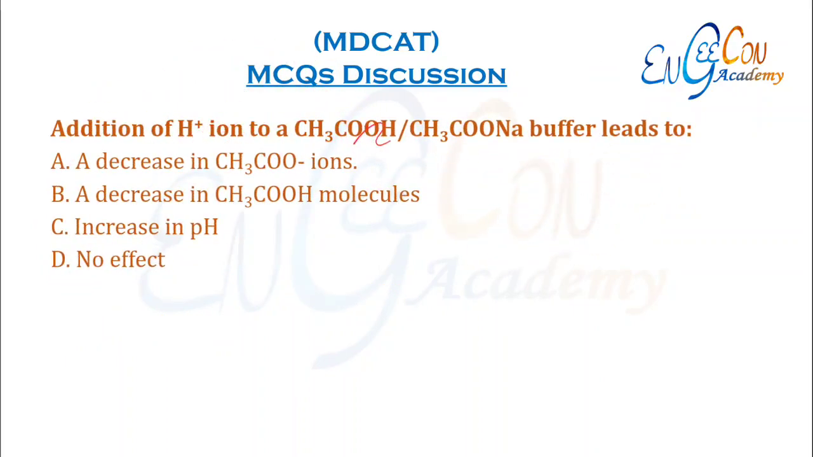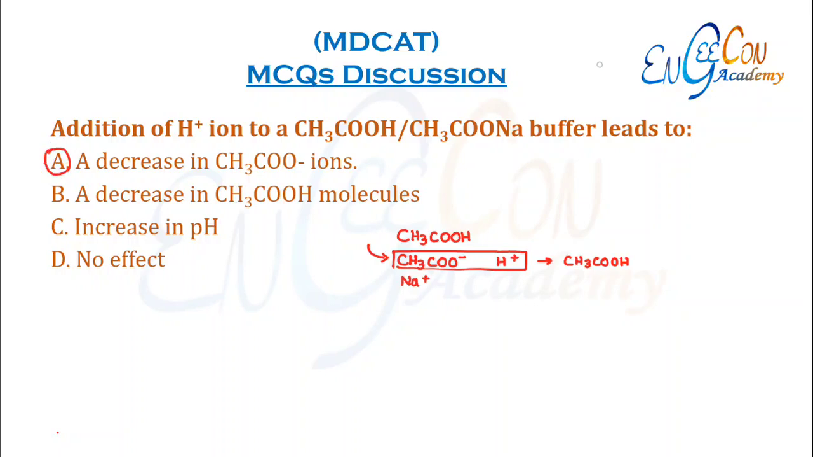Addition of H plus ion to the buffer leads to? Whenever H plus ions are added to the buffer, we have 2 things in the buffer. First is the unionized acid and second is the fully ionized salt. So when H plus is added from outside, the CH3COO minus ions join with this H plus and convert it into unionized acid. So it leads to a decrease in the concentration of these ions because they are used up. So A is the correct option.